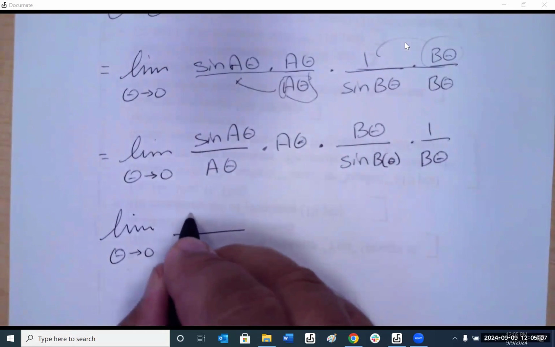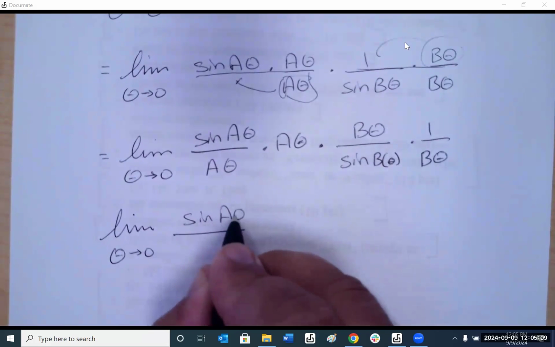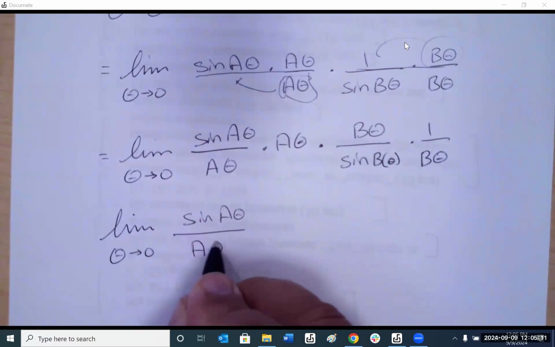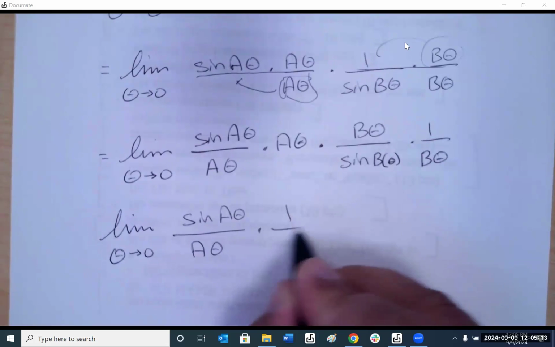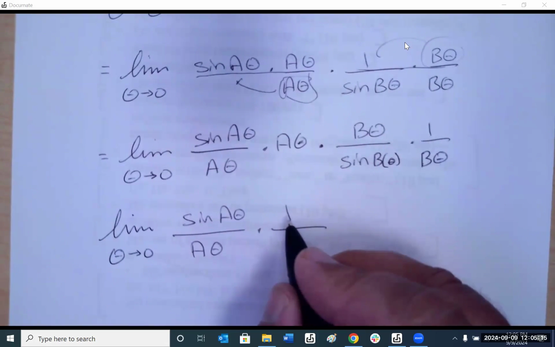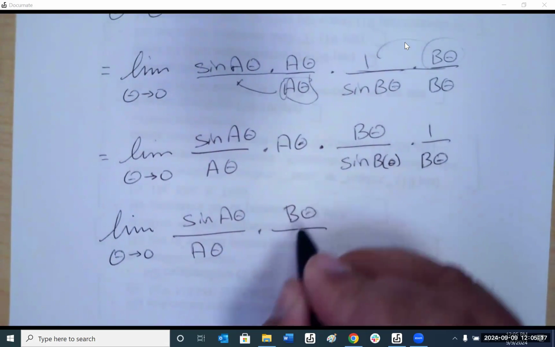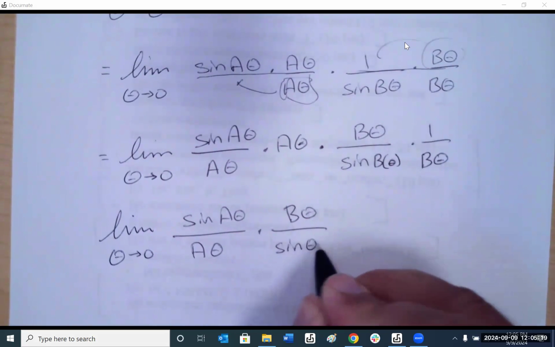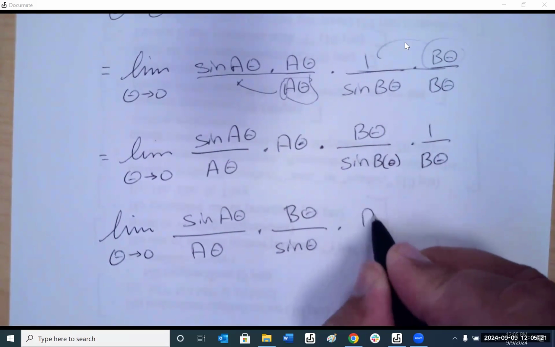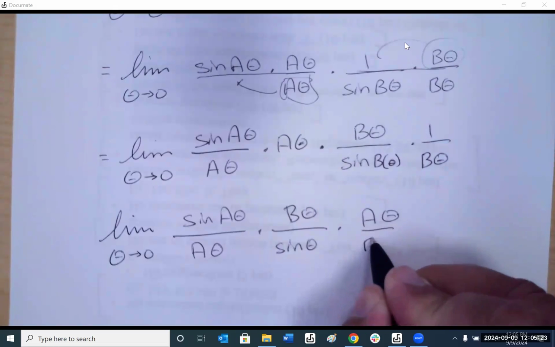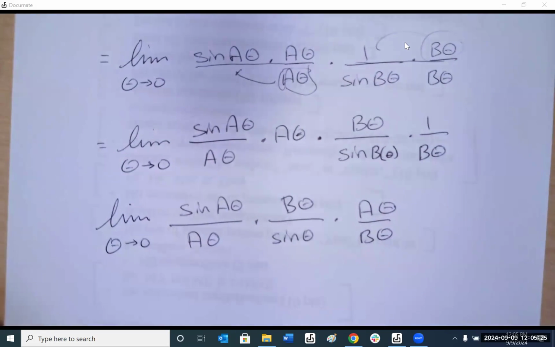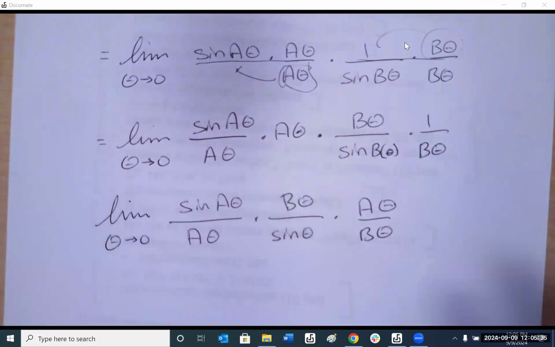I have sine A theta over A theta times B theta over sine B theta times A theta over B theta. By commutativity, I can move them all around. I can associate them how I want to. Since they're all multiplied, it doesn't matter.